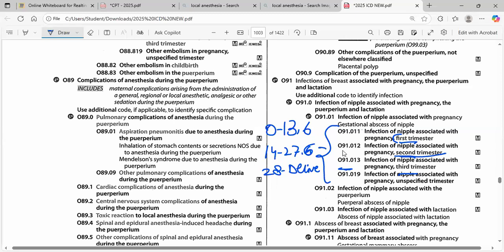We do have a code for the puerperium. Puerperium period is 6 weeks after delivery. You will pick a code for the puerperium series when the pregnancy delivery is completed and the patient has the condition in 6 weeks after the delivery.